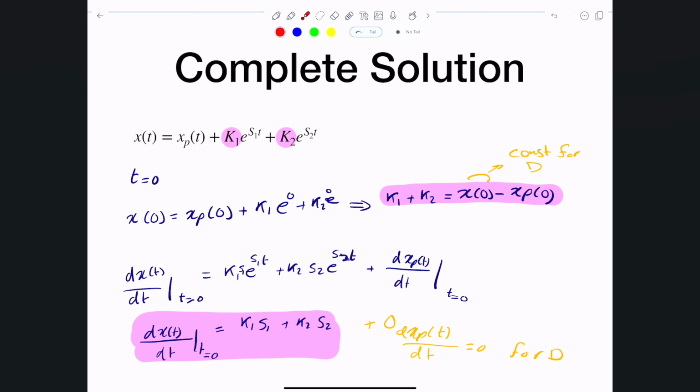For the initial condition, you just substitute t equals 0 and you'll get K1 plus K2. Then you take the derivative of x(t), including the particular solution, and evaluate the first derivative at 0, and you'll get the second equation. So you solve these two equations, and you'll end up with a solution that contains the values of these constants.